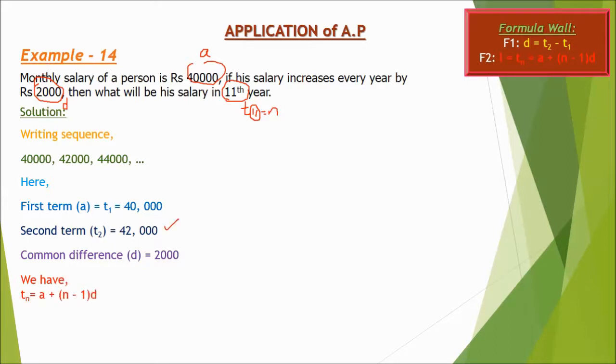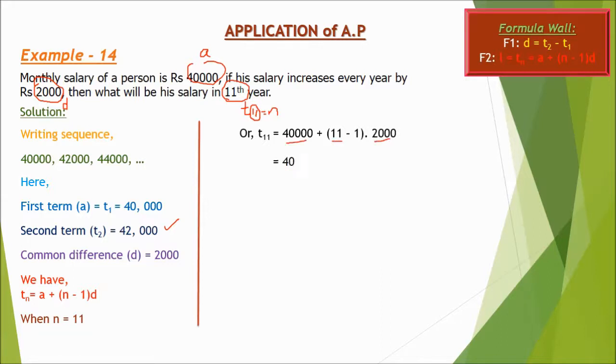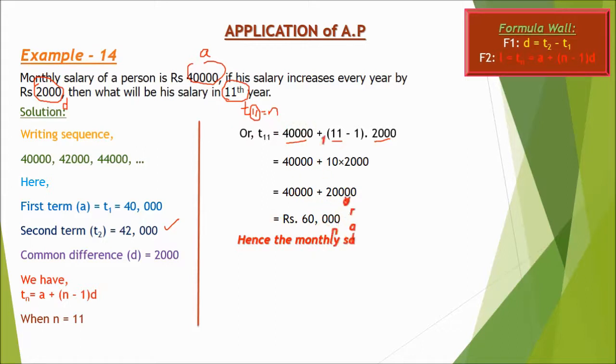We have the formula Tn equal to A plus n minus 1 D, where n is equal to 11. We substitute n as 11, so T11 is equal to 40,000, that's the value of A, 11 is the value of n, and 2,000 is the value of d. On calculation, we easily find that it is 60,000. In the first month of the 11th year, the appraisal month, where the increment is given, the salary will be 60,000.